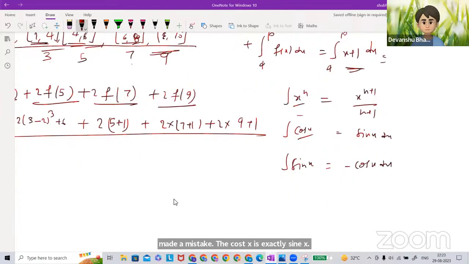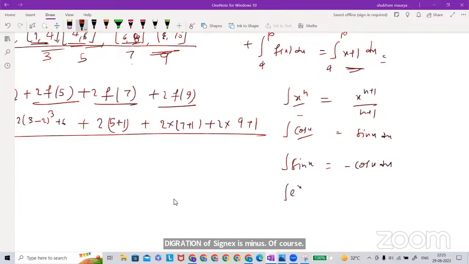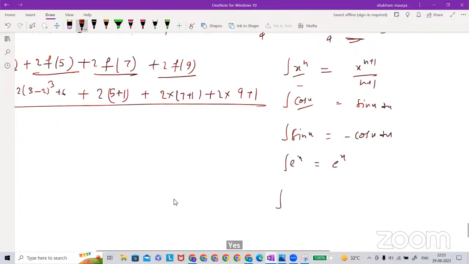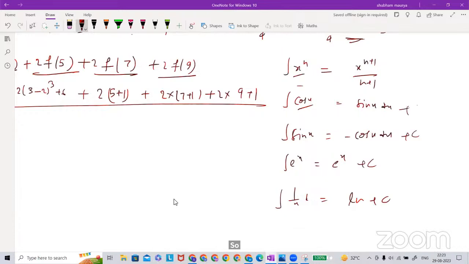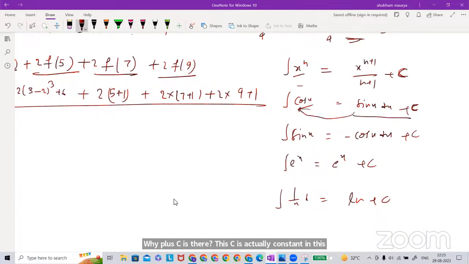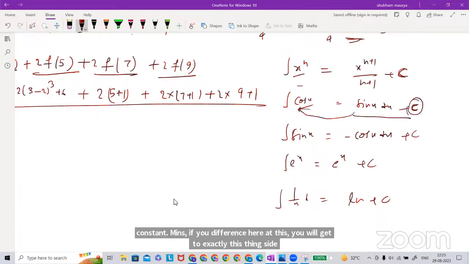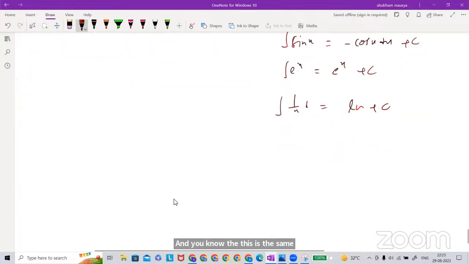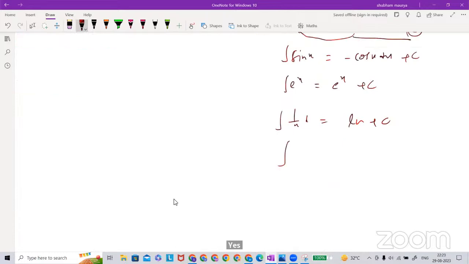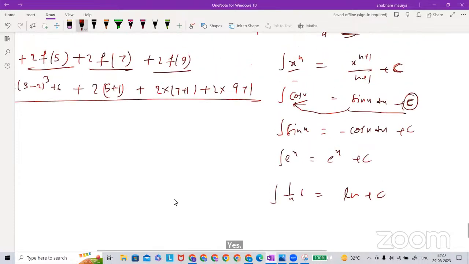Yes, sir. And the integration of e to the power x is exactly e to the power x. Integration of 1 by x is exactly log x, so here it is ln x, and plus c is there each time. This c is a constant, and if you differentiate, you will get exactly the inner one. This is an indefinite integral. Please remember the other formulas also; I just wrote the specific ones.